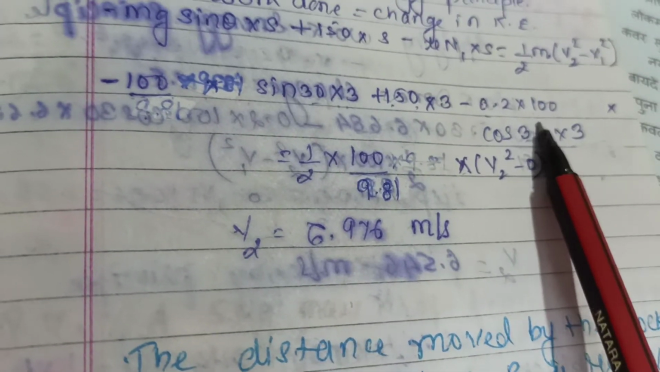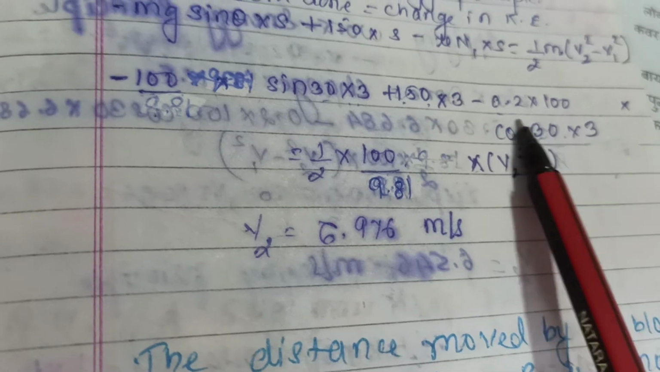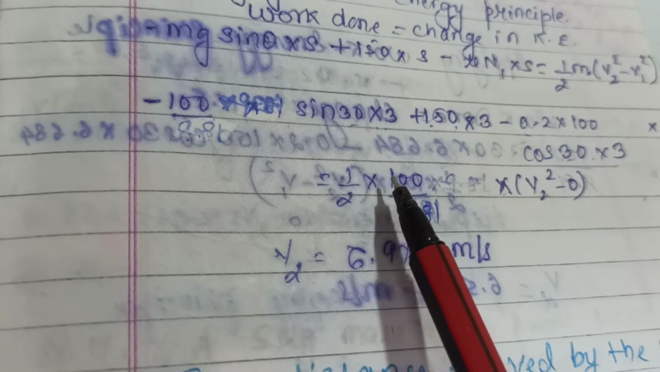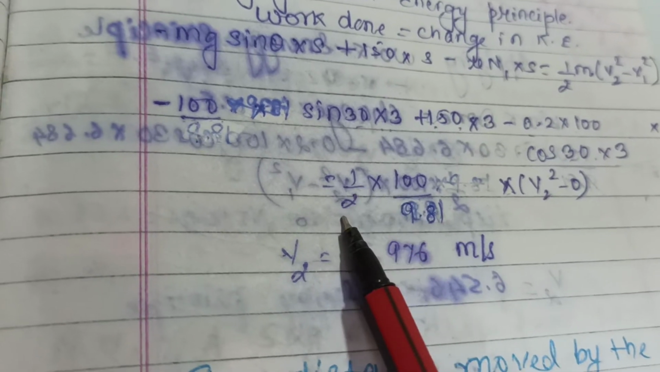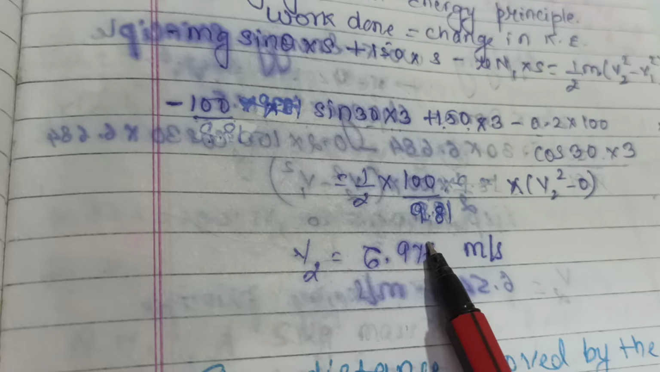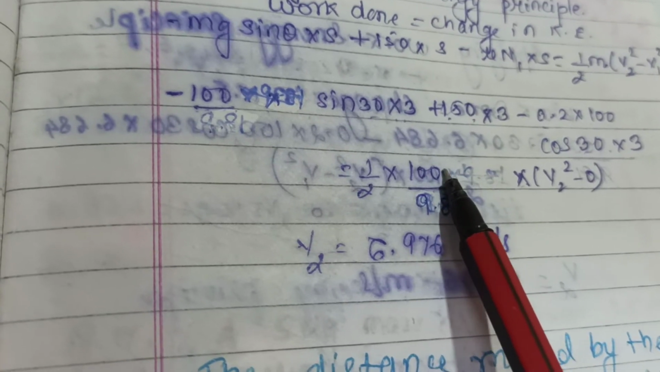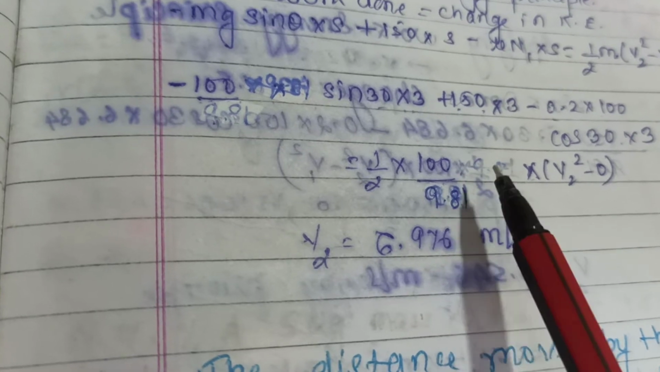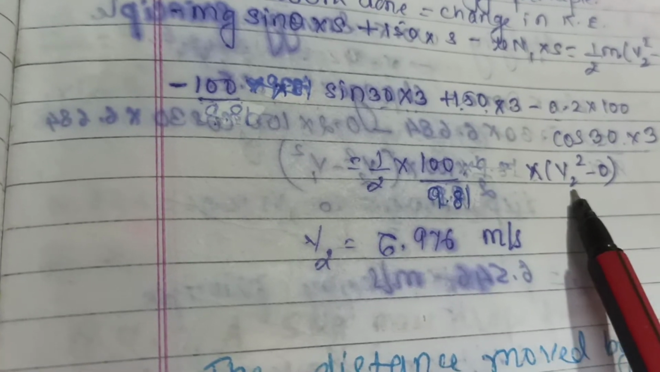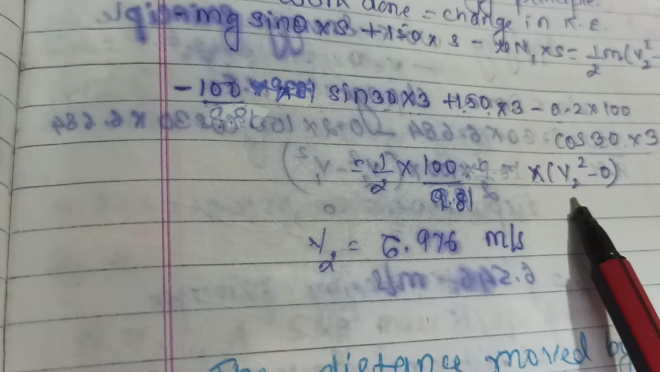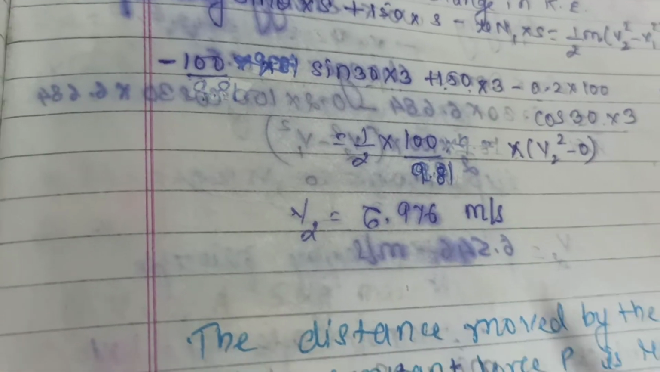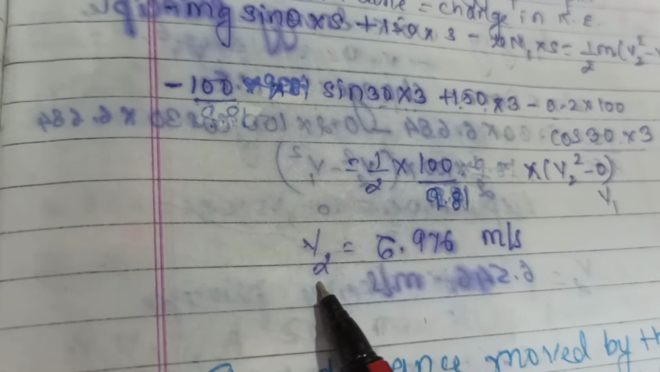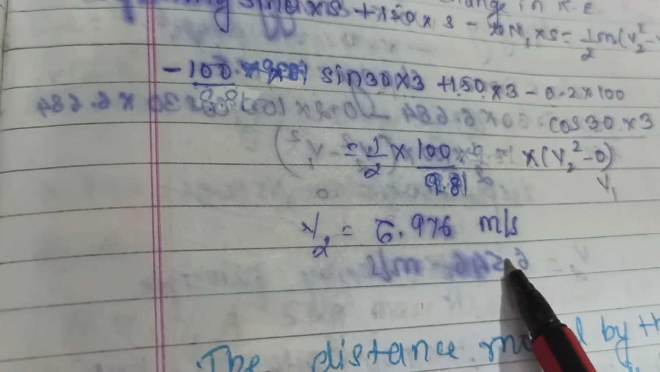I have written here 100 cos 30 into 3. 0.2 is the coefficient of friction. This is equal to half mv square, so it is half multiplied by 100 divided by 9.81, because it is mass, so W is the weight, so we will divide the weight by 9.81 to convert it into mass, multiplied by the final velocity v2 minus v1. Here 0 is nothing but v1, where v1 is equal to 0. So when we solve this, we get v2 is equal to 6.976 meter per second.